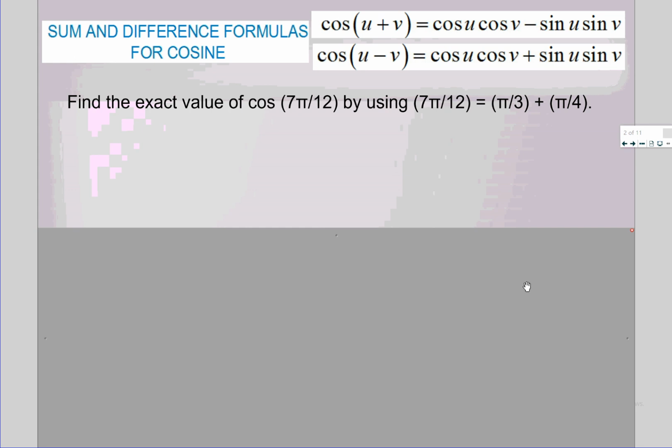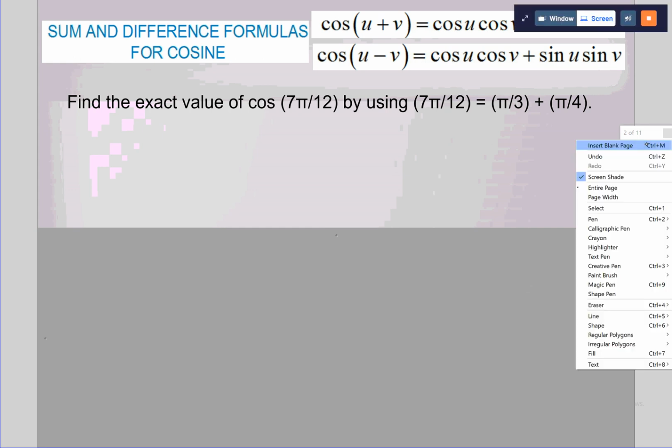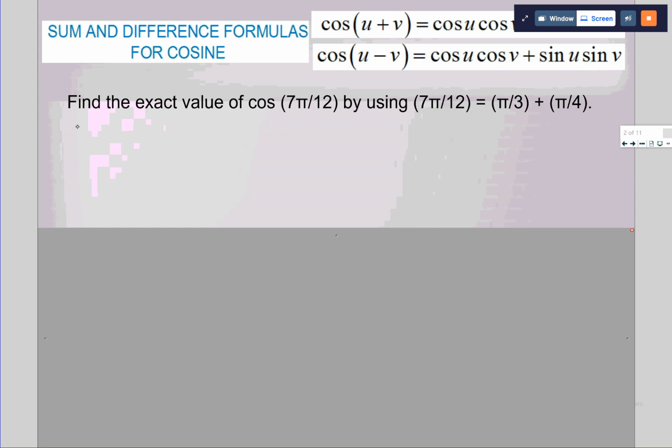All right, so we're going to do this first one. It says find the exact value of cosine 7 pi over 12, again not a unit circle value, and they're telling us that 7 pi over 12 is pi over 3 plus pi over 4. Sometimes they'll tell you what angles to add or subtract, and sometimes you'll have to figure that out on your own. We'll do that in a little bit. So that pi over 3 and pi over 4 are going to be the U and the V in the formula. So cosine 7 pi over 12 is equal to cosine of pi over 3 plus pi over 4. Again, that's my U and my V.